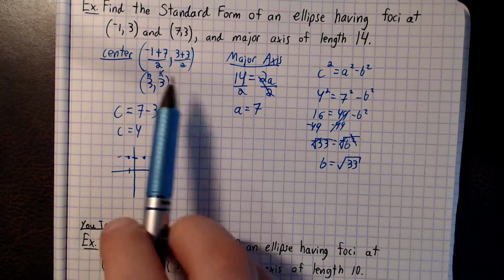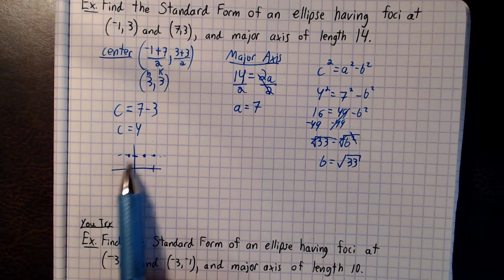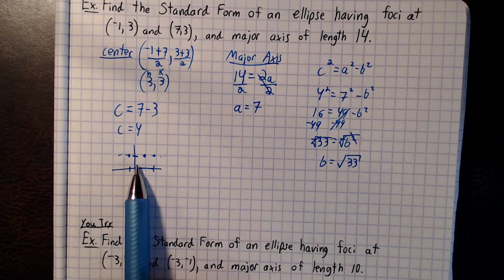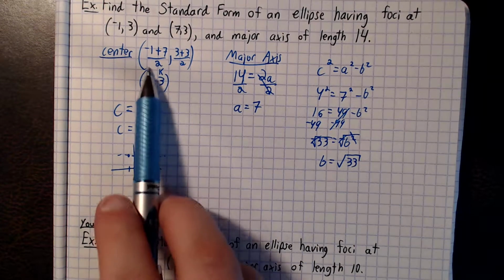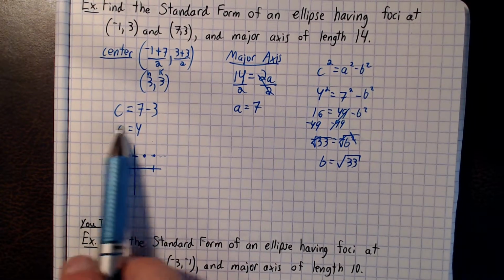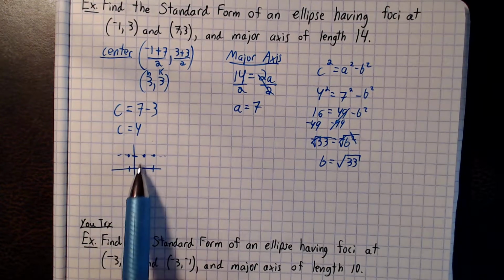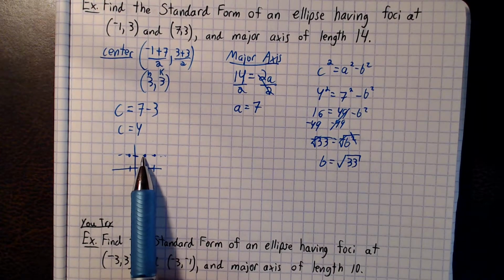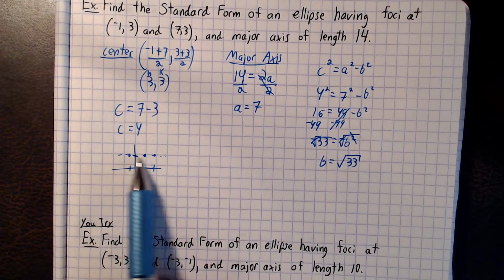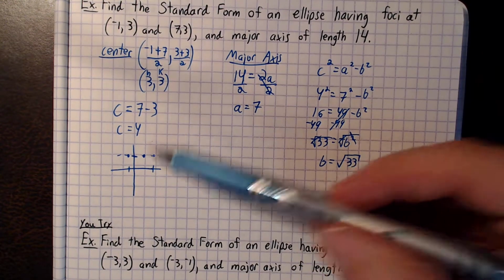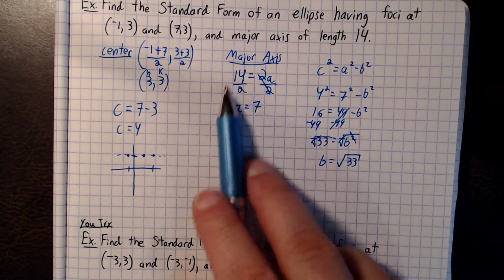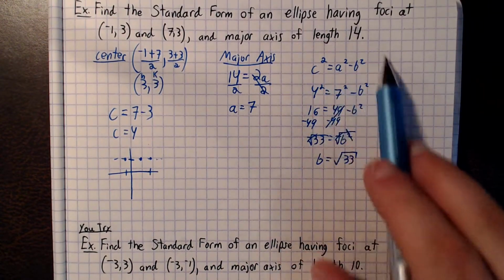Okay, so we found our center. We took a quick look at what it looks like. We can see that this is going to be horizontal. That's important because if it's horizontal, we know that our a term is going to be underneath our x. We found our c by subtracting one of our foci from our center, and we knew that we had to do it with x's because that's where the length is. Right? There would be no difference in height. We used the major axis equal to twice a, and then we plugged into this formula for b.